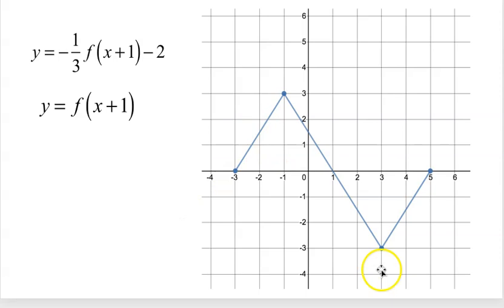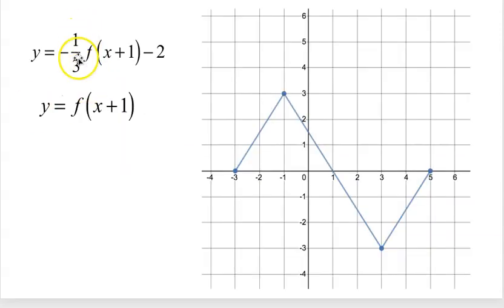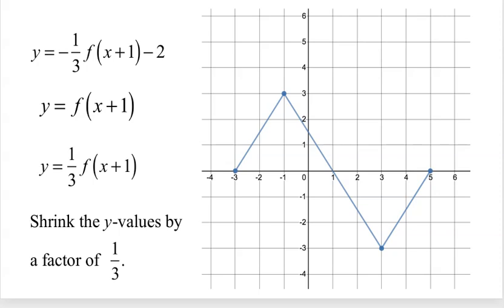So now that we have this function, that was our horizontal shift. What is our next strategy? Well, according to our tools here, horizontal shift followed by stretching or shrinking. Here, the stretching or shrinking factor is 1/3. So the next thing I want to do is look at 1/3 f of (x plus 1). What does that do? We're going to shrink the y values by that factor. So multiply the y values by 1/3.